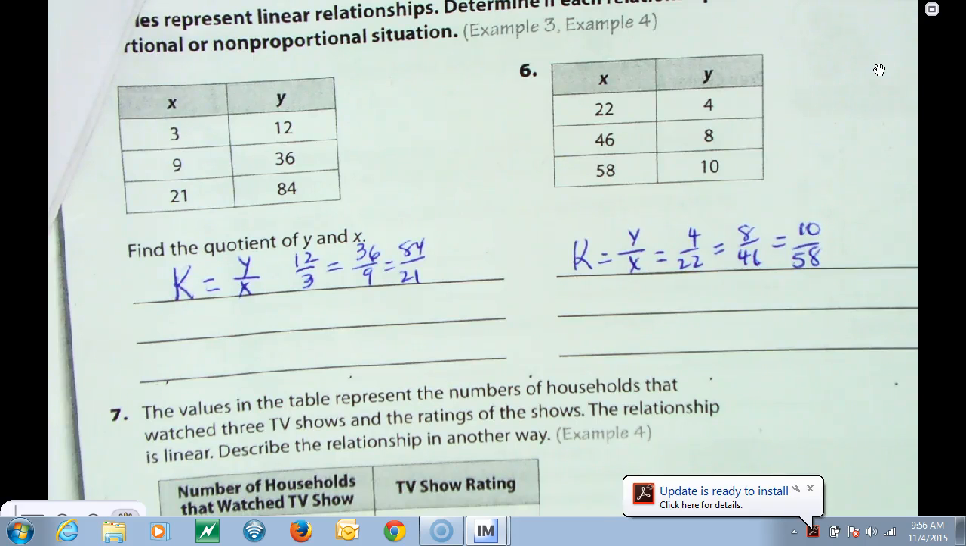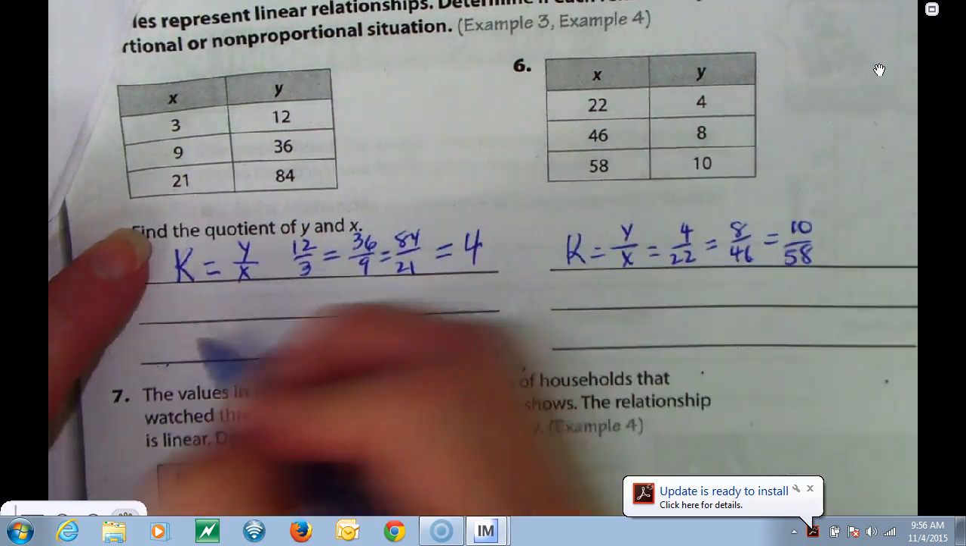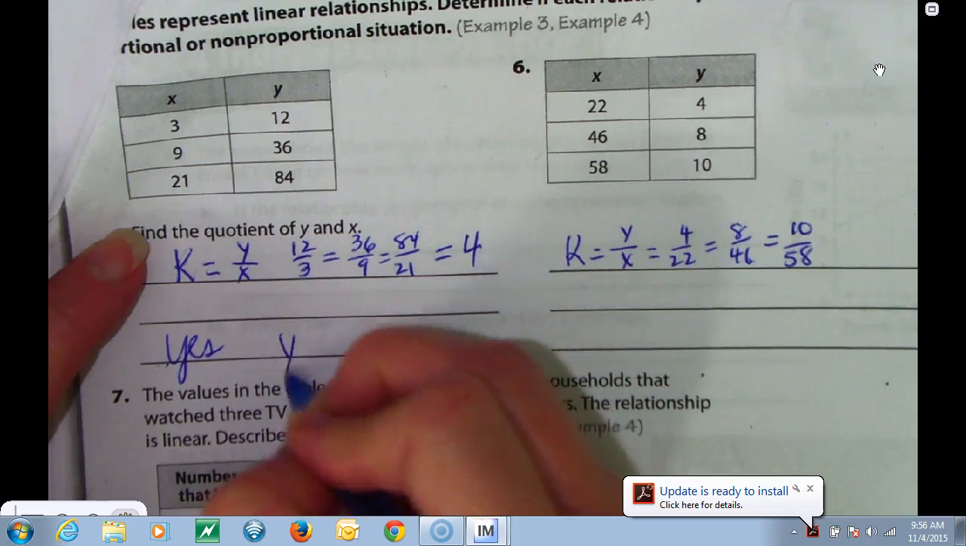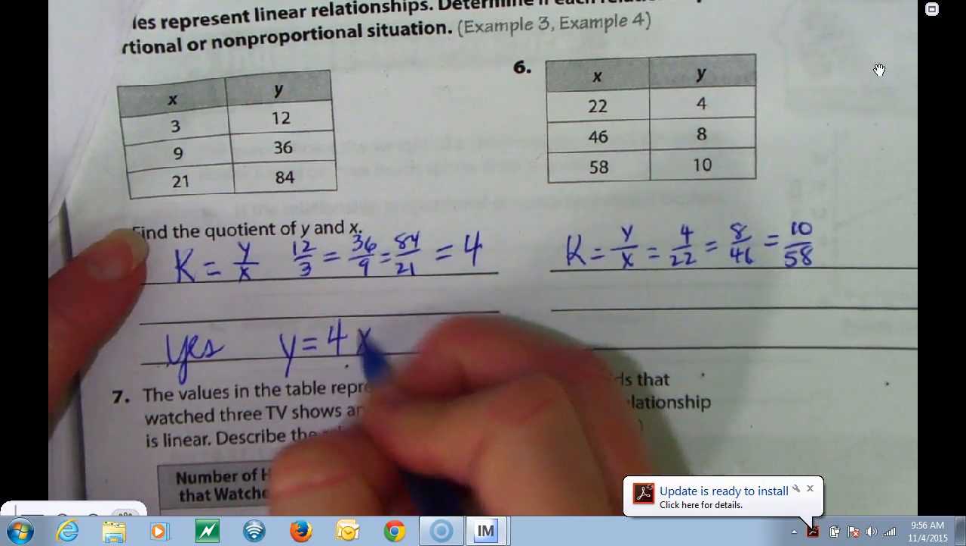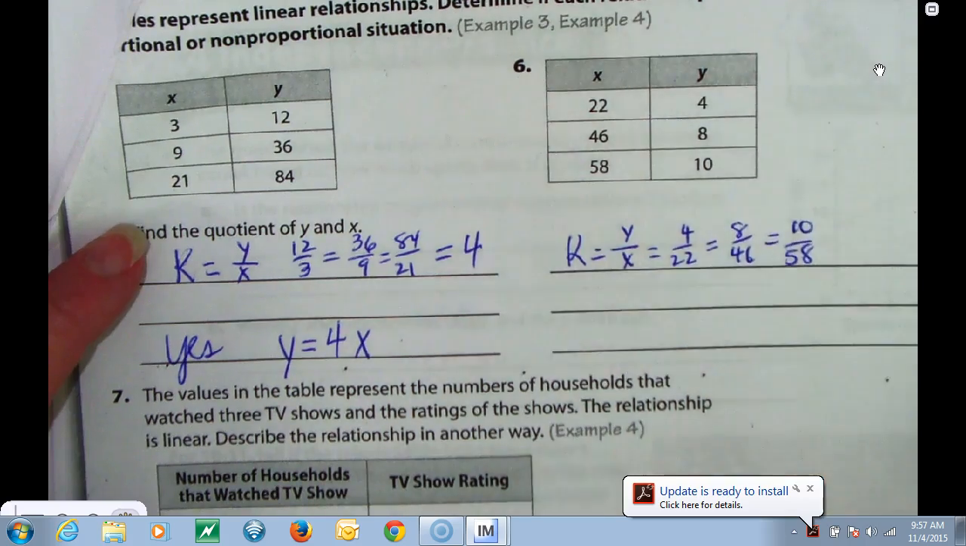Okay. 5, yes or no? Yes. Good. What is K? 4. So we know it's yes. So it's y equals 4x. What's the y-intercept? 0. What's the slope? 4. Okay, what about the 6?